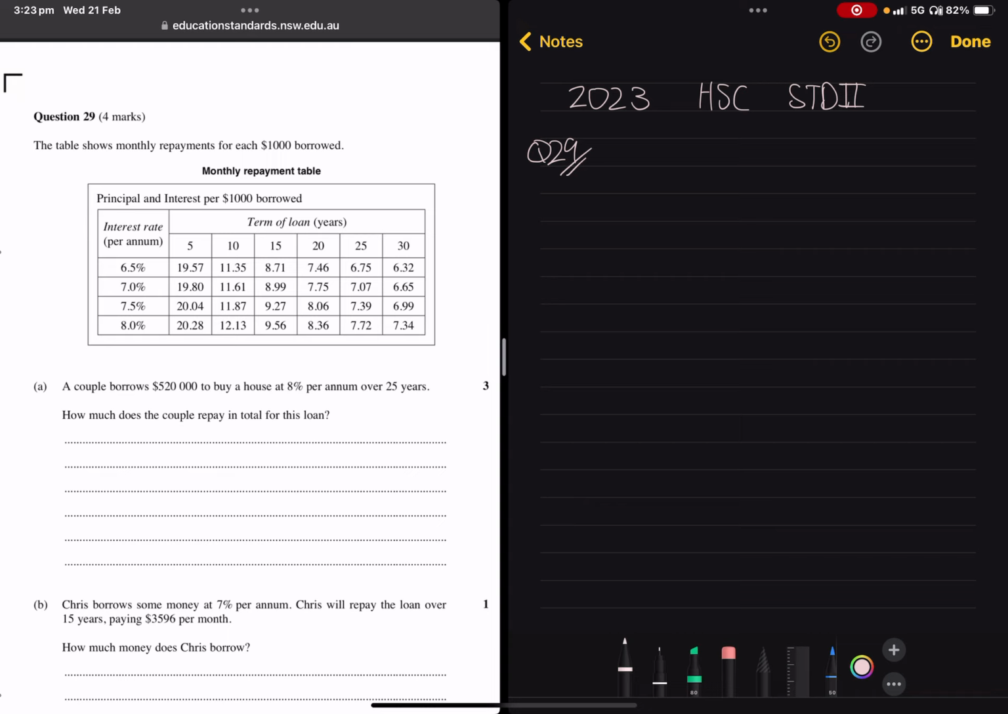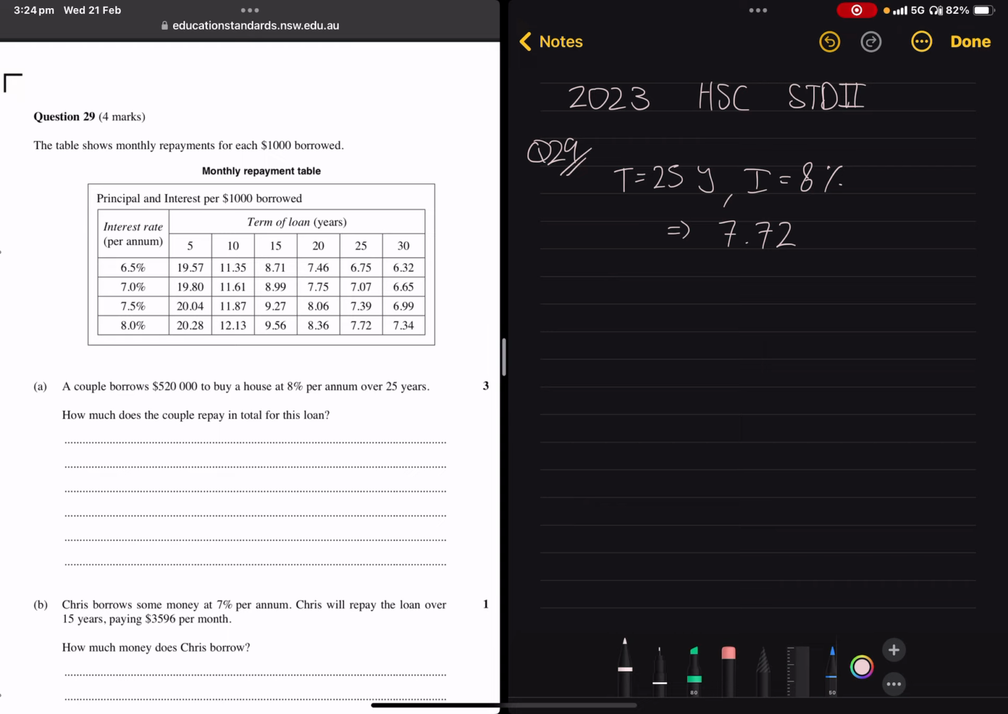Okay, so we want to work out what their monthly repayment is, then multiply it by the number of months in 25 years. So they borrowed $520,000, so this is 520 lots of 1,000. 8% for 25 years, so term of loan 25, interest rate 8%, that gives us 7.72. So if the term of the loan is 25 years and the interest rate is 8%, this implies that the value we get from the table is 7.72. So this is the monthly repayment on $1,000 borrowed.